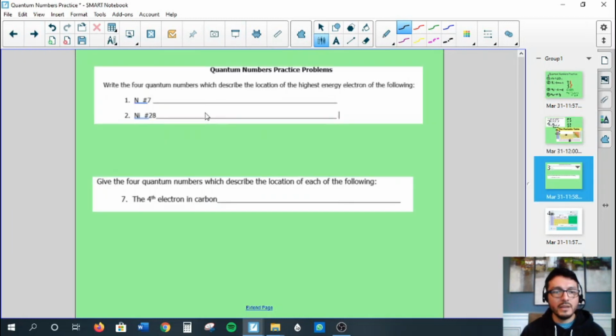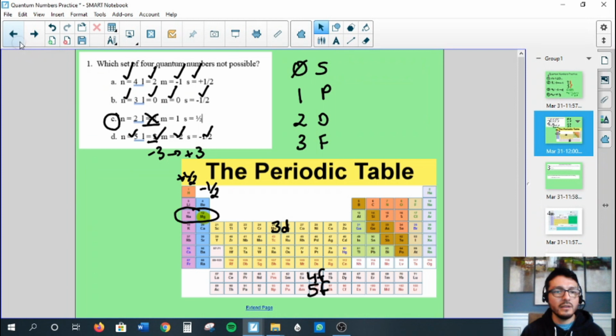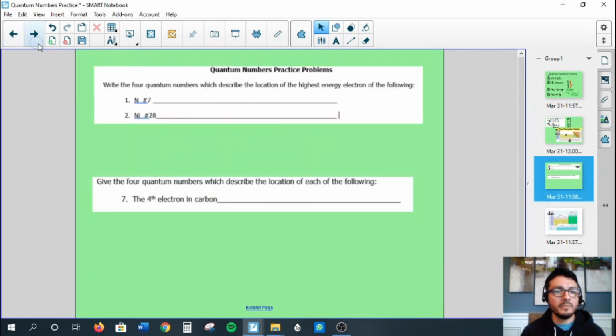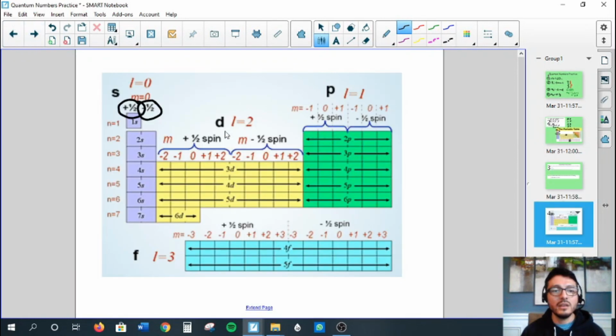Okay. Last few questions. That one took a little bit longer because it was more like 4 questions in one. Okay. Next, it's asking us to write the 4 quantum numbers which describe the location of the highest energy electron of the following. So it really wants us to write the 4 quantum numbers for electron number 7. Now I've included this great periodic table here. I posted it in our lesson as well.